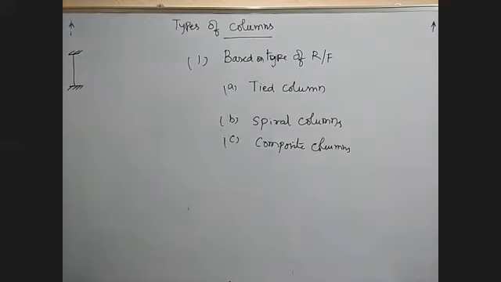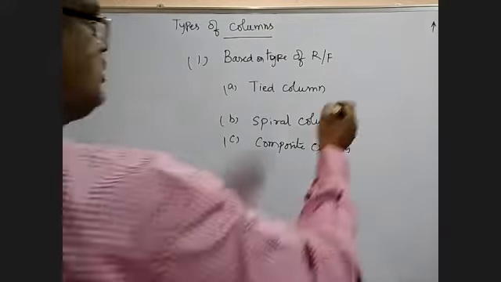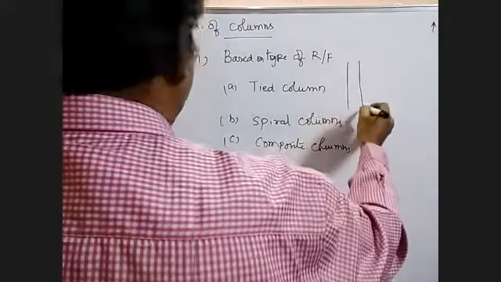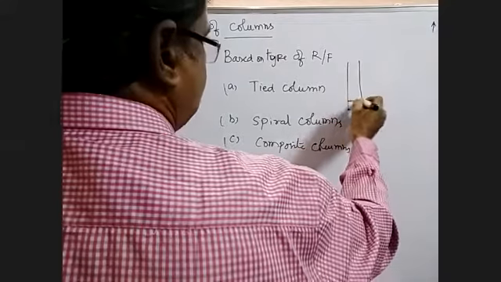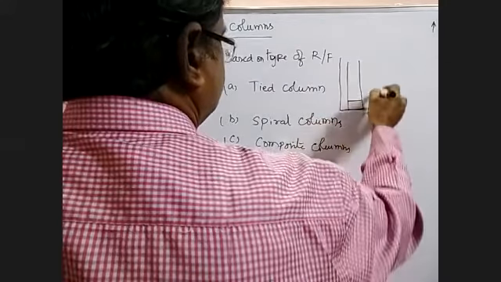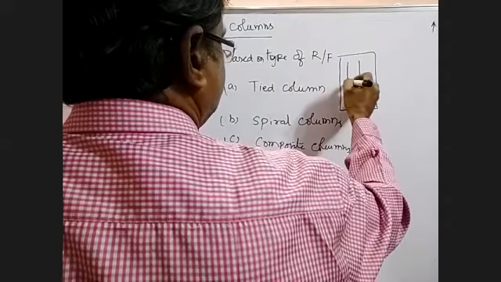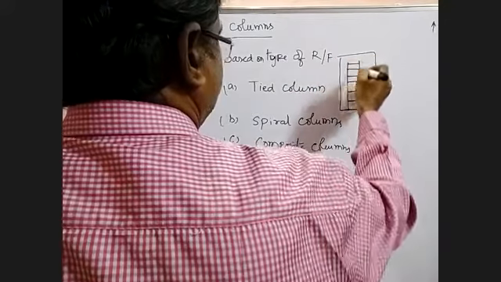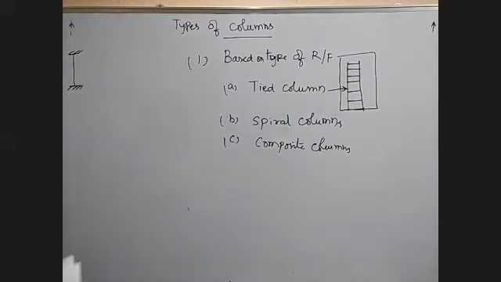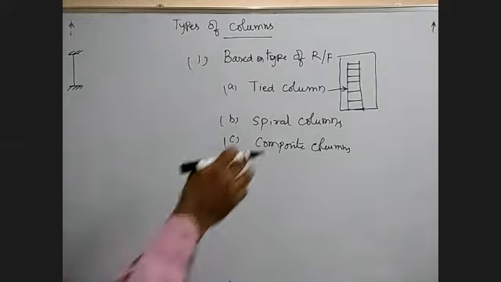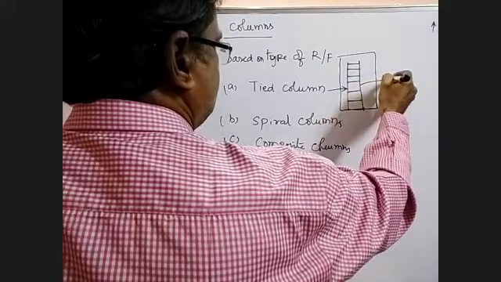So here I will draw the diagram. You have a column here. This is vertical reinforcement, and these are the horizontal reinforcement. This column we call it as tied column. That means the longitudinal bars are confined within the closely spaced lateral ties. So these are the longitudinal bars. This is the longitudinal bars.